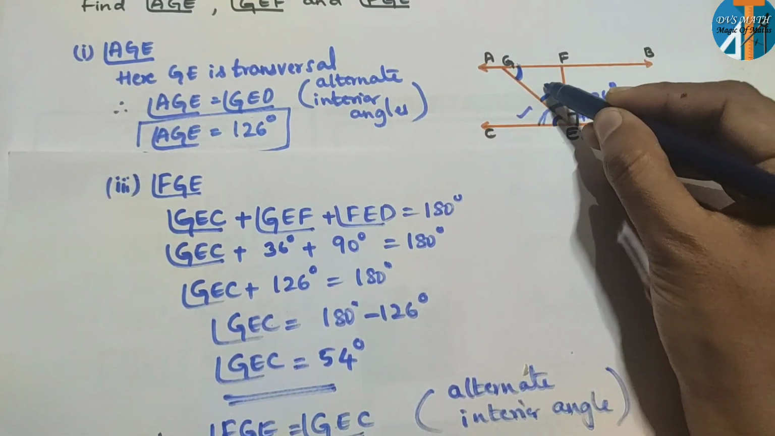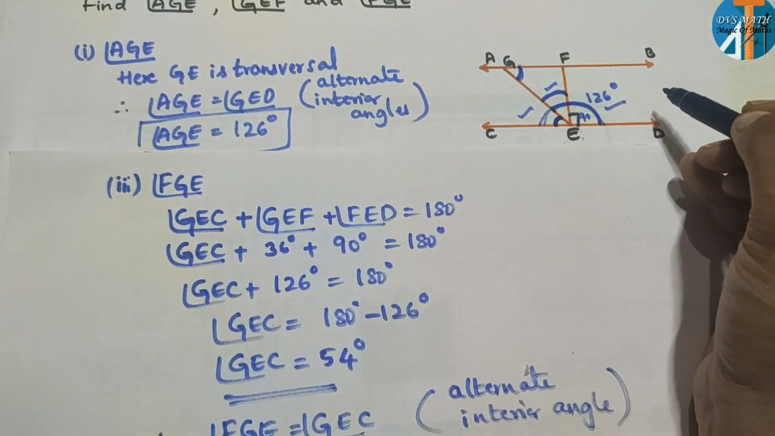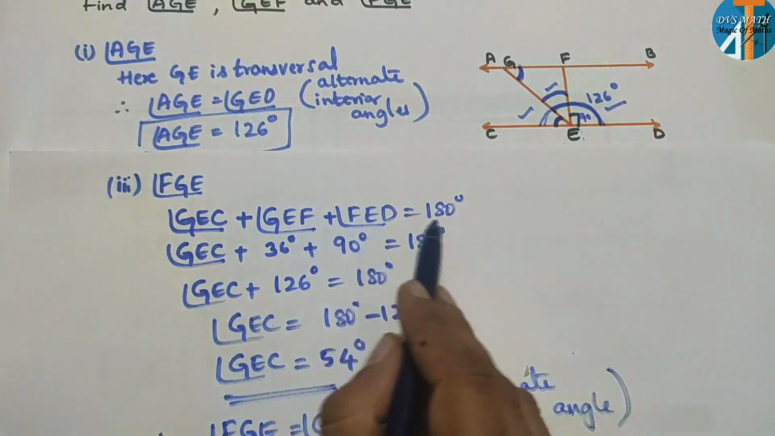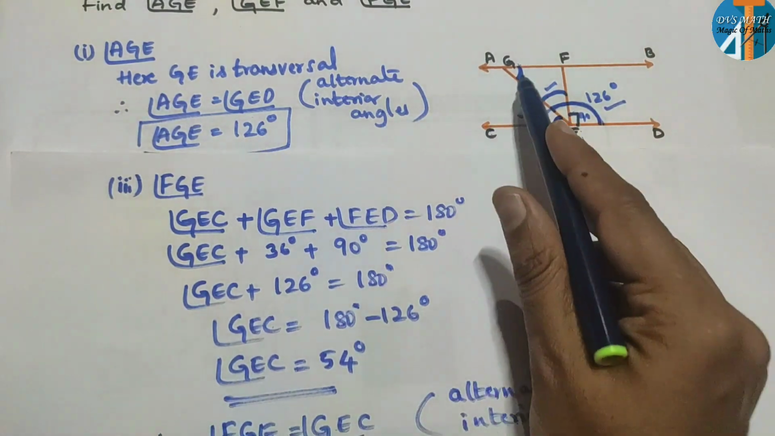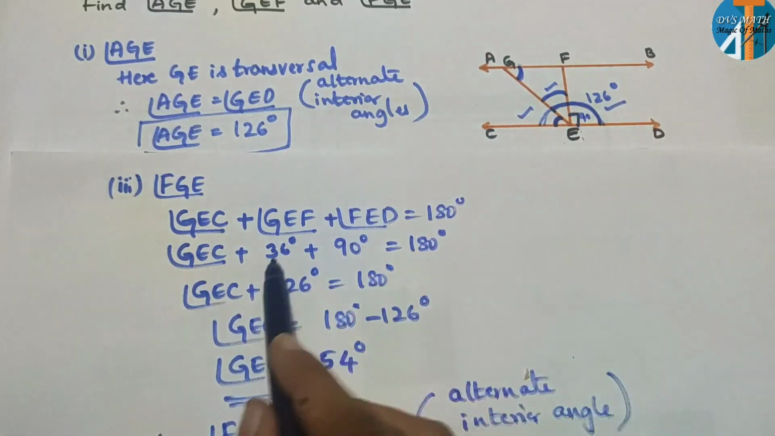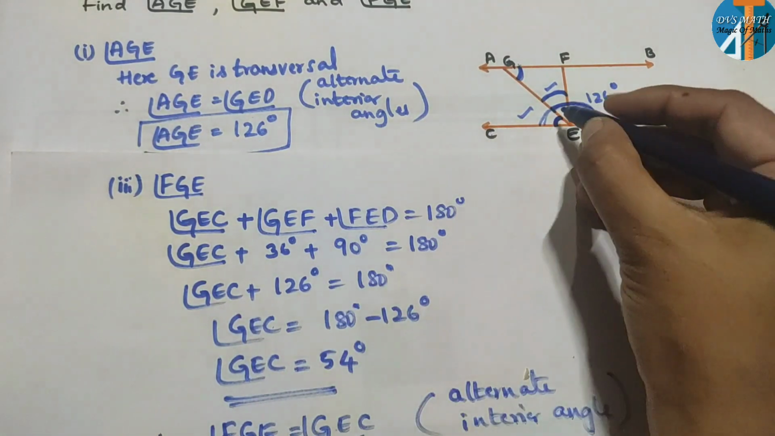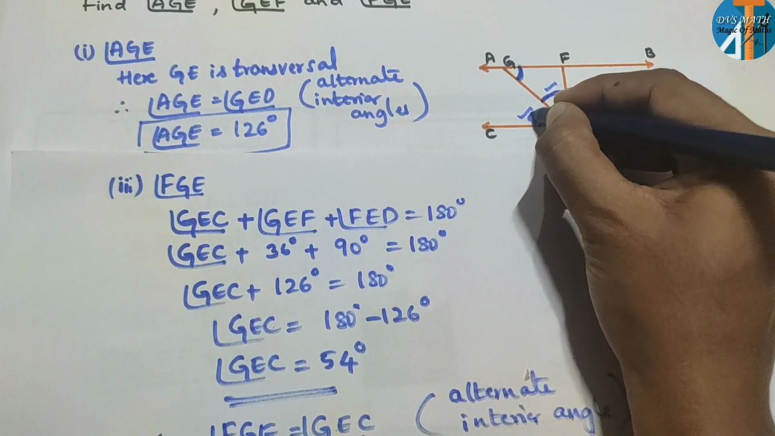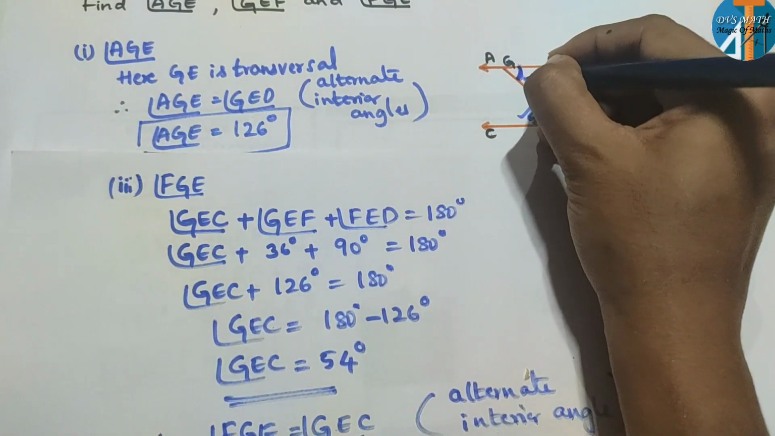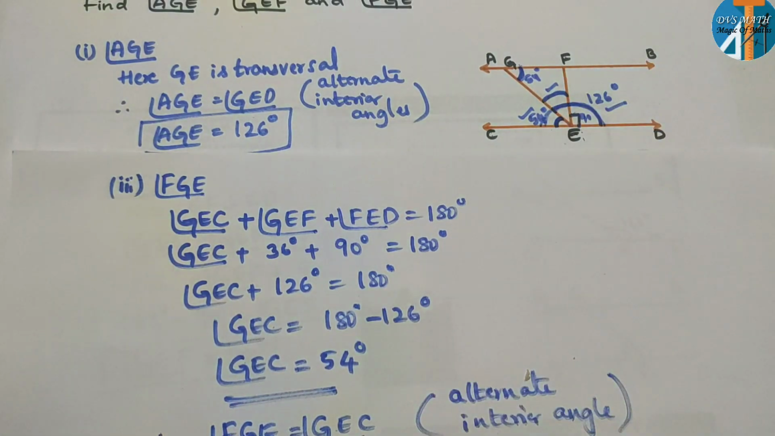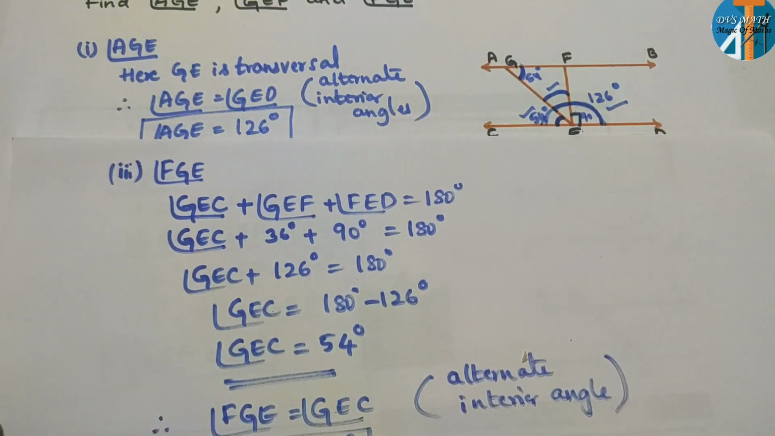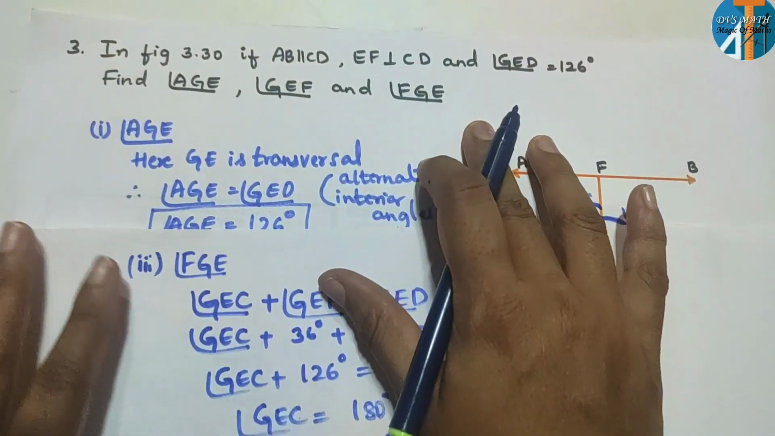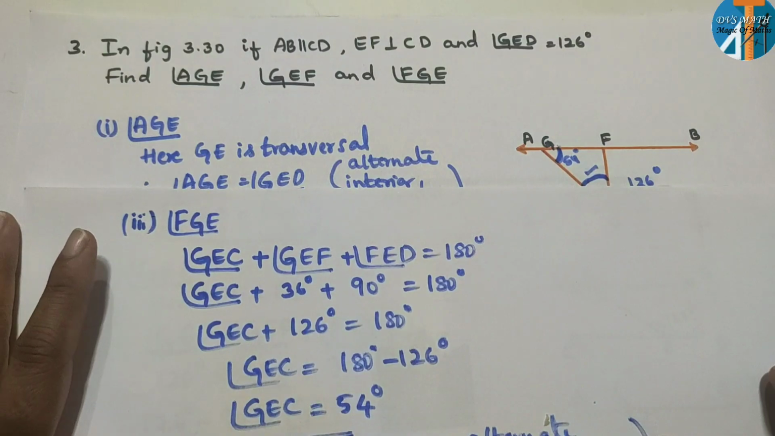I showed this angle and this angle, 90 degree. If you add all these angles, it is equal to 180 degree. Keep angle GEC as it is. Remaining these two, subtract, you got this one. This is 54 degree. If this is 54 degree, this is also 54 degree by alternate interior angles. Okay, so this is about question number 3.